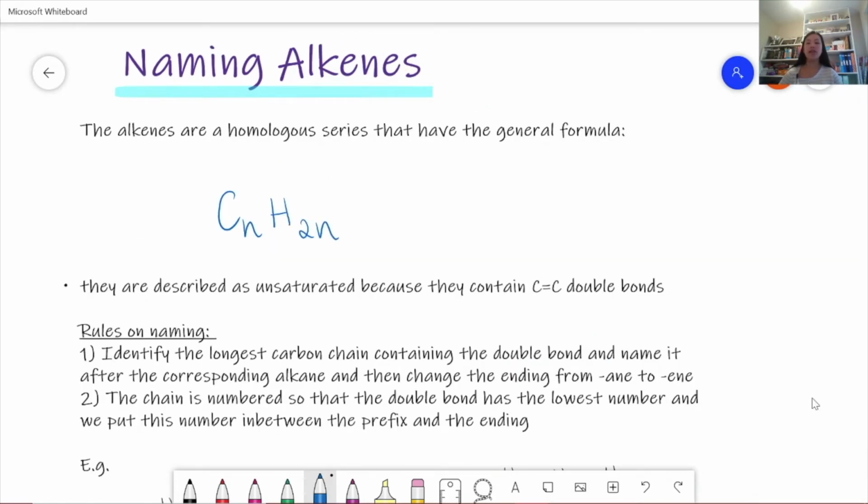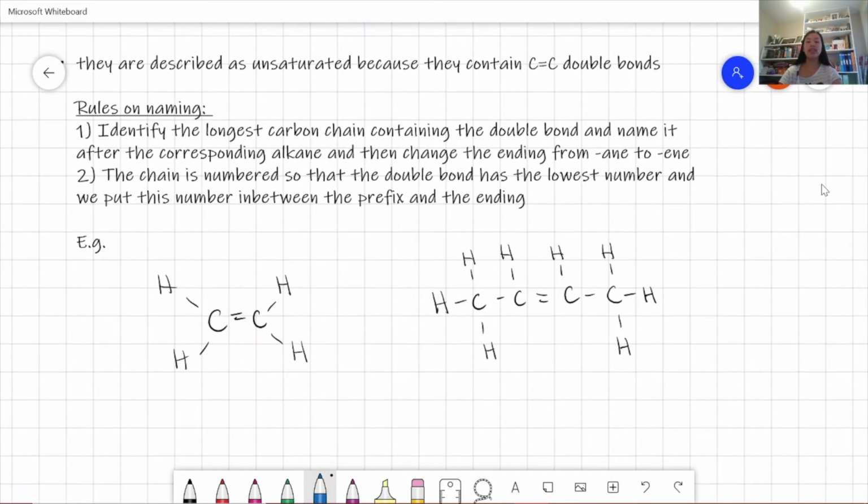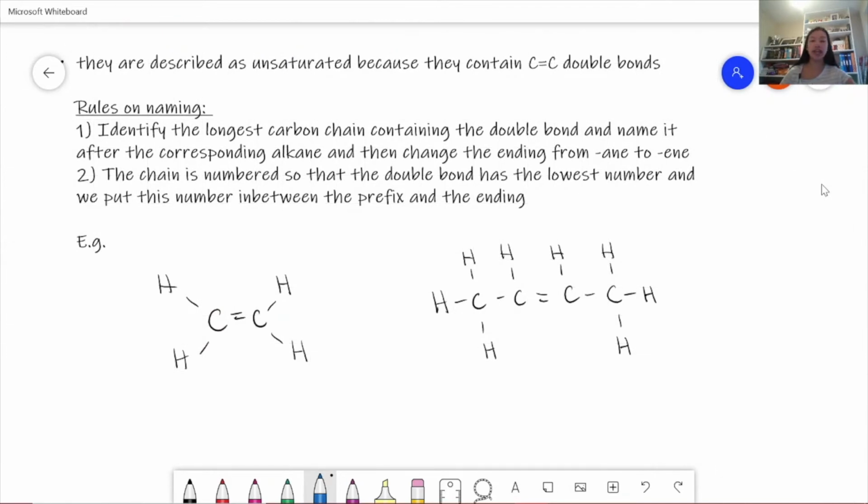So alkenes are another homologous series, and they have the general formula CnH2n. So they're the same as cycloalkanes. And alkenes are described as unsaturated because they contain carbon-carbon double bonds. And so we have a few rules on naming. The first is that we identify the longest carbon chain containing the double bond and name it after the corresponding alkane, and then change the ending from -ane to -ene. And then what we do is number the chain so that the double bond has the lowest number, and we put this number in between the prefix and the ending.